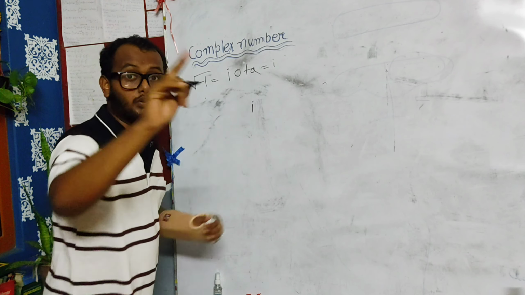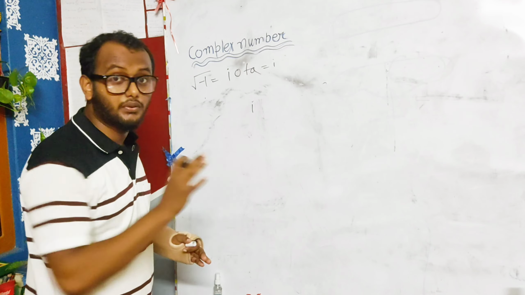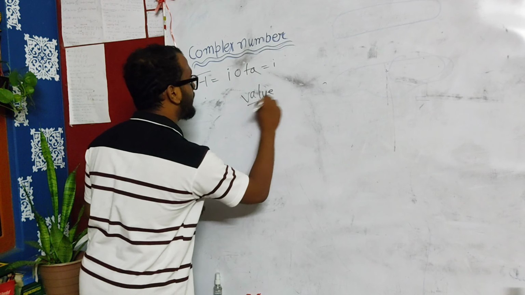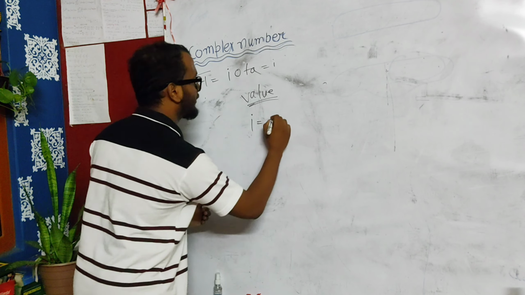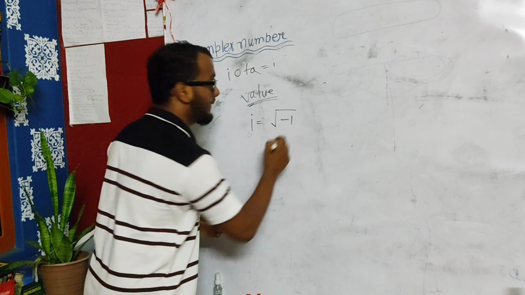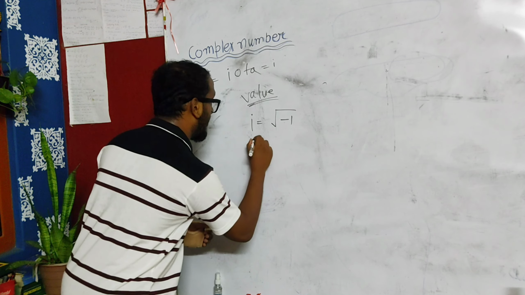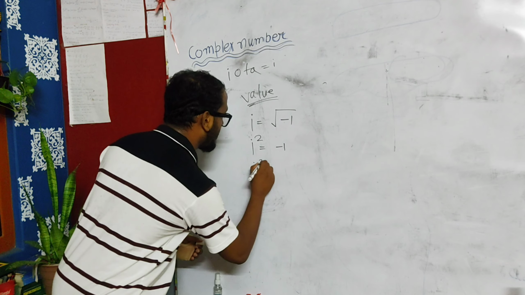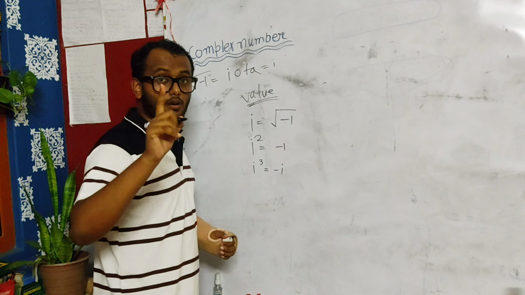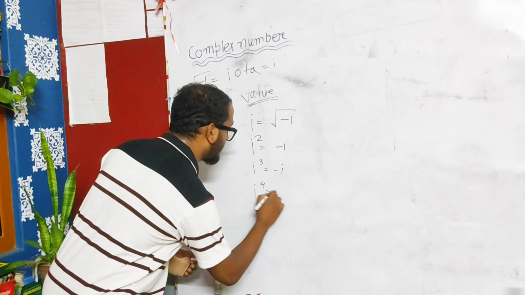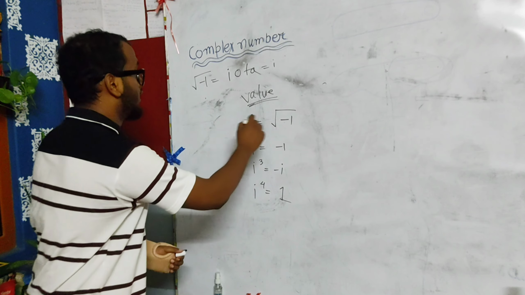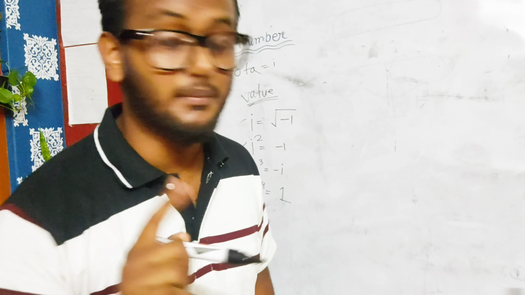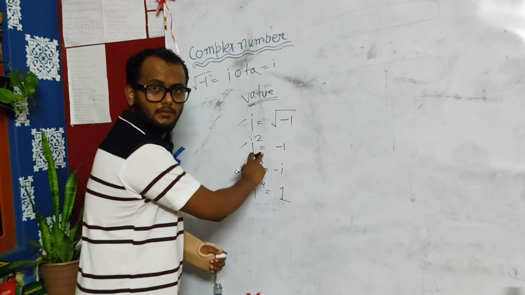Note down this one, this is the most important part of the first exercise. Values: i is equal to root over minus 1, i square is equal to minus 1, i cube is equal to minus i, and i to the power 4 is equal to 1. Note down these 4, and you must recall them. Now, you might be thinking how this came.